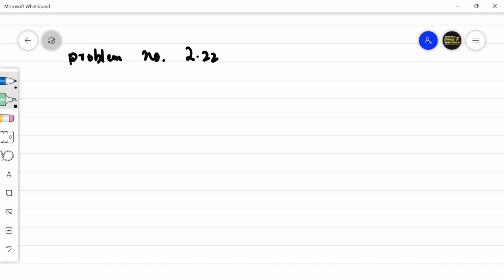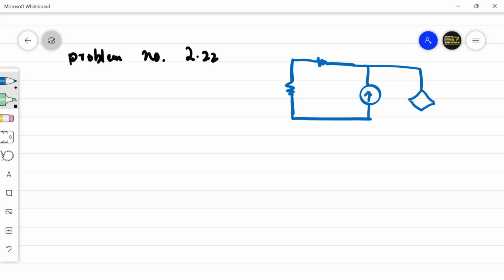In problem number 2.22, we have the circuit. This here is a dependent current source, and it is dependent since its value is equal to 2V naught, that means it's dependent upon some voltage. We have a 25 ampere current source here.